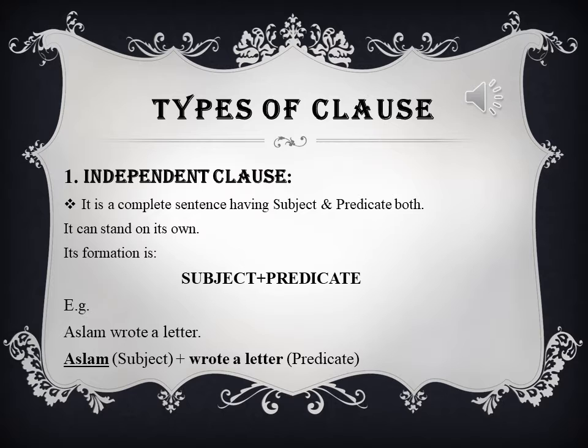You see the examples. Aslam wrote a letter. Aslam is the subject and wrote a letter is the predicate, and the sentence Aslam wrote a letter is an example of an independent clause. And you see it's a complete sentence. It can stand on its own. It has a subject and predicate.